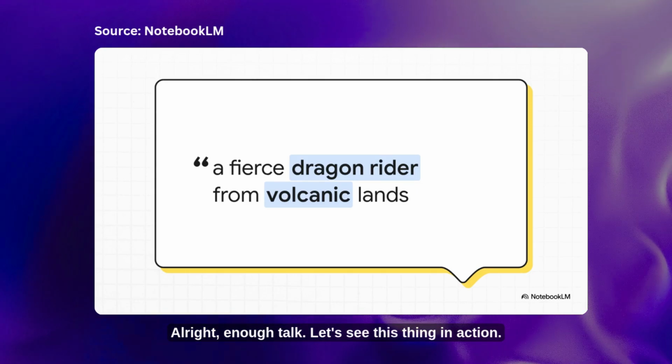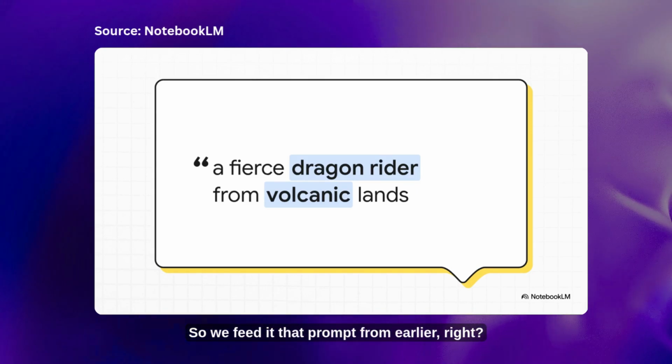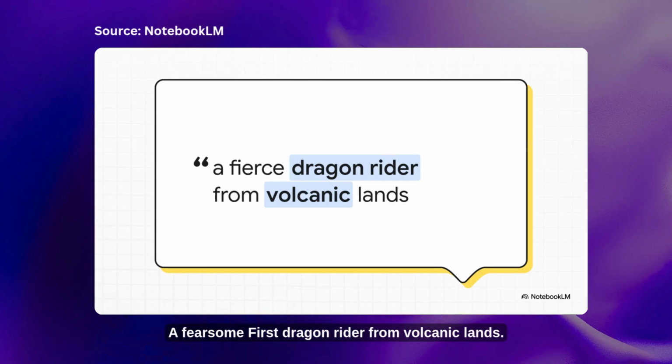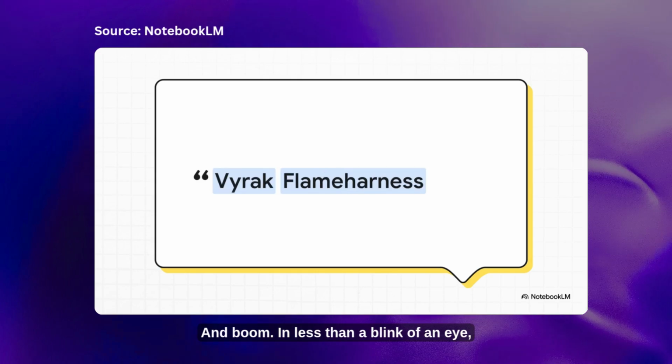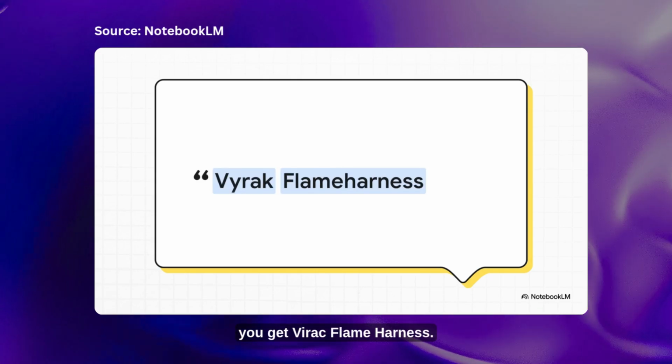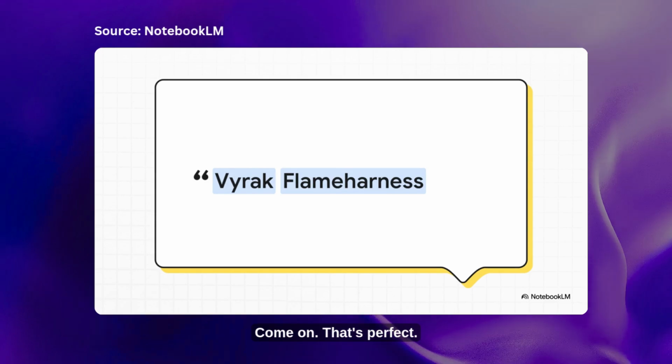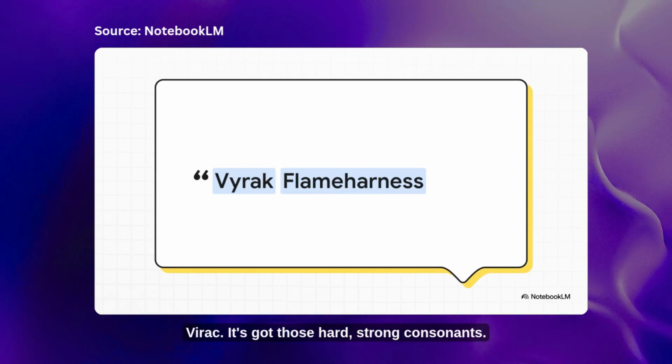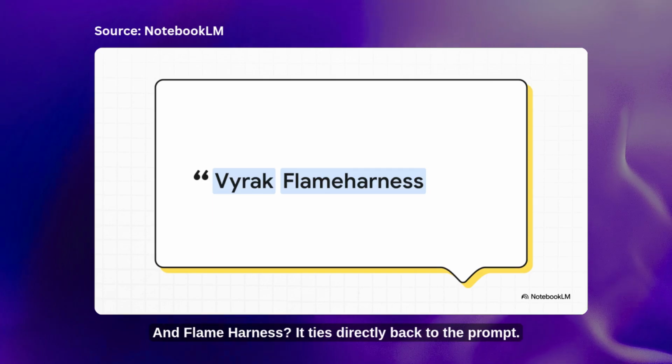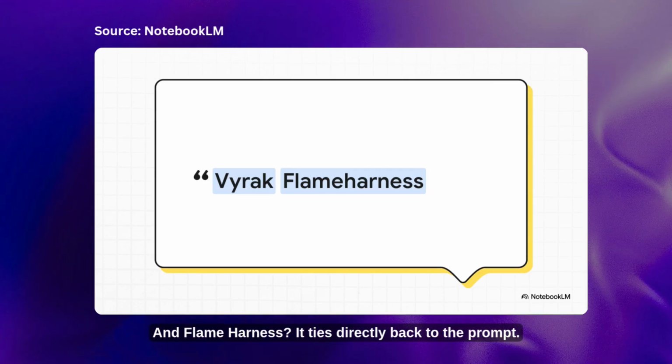All right, enough talk. Let's see this thing in action. So we feed it that prompt from earlier, right? A fierce dragon rider from volcanic lands. And boom, in less than a blink of an eye, you get Virak Flame Harness. Come on, that's perfect. Virak, it's got those hard, strong consonants. And Flame Harness, it ties directly back to the prompt.